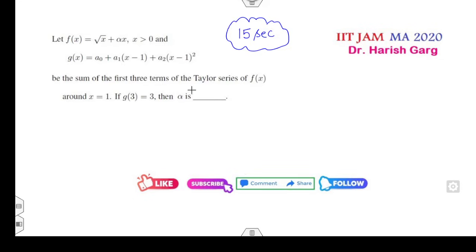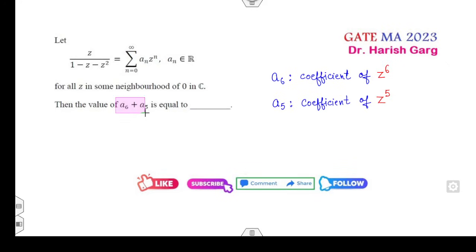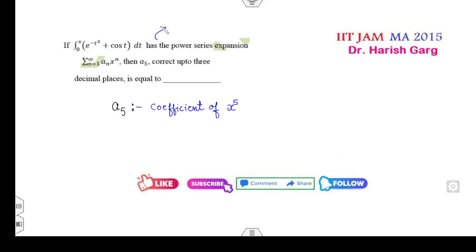What is the objective of this lecture? We will see how you can solve each question related to the Taylor series within 15 seconds. Like how you can find the coefficient of A5. You can see A5 is nothing but the coefficient of x raised to power 5. Similarly, how you can find A6 and A5, the coefficients of z^6 and z^5. But you will be surprised to see in this example that z belongs to the complex numbers. That means your target is to find the coefficient of a complex variable, while in the previous example, your coefficient is of real analysis.